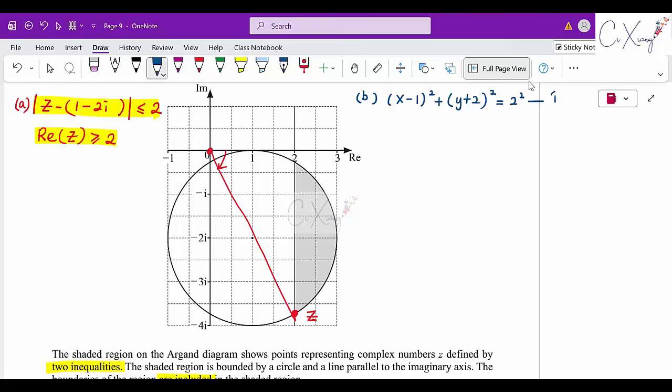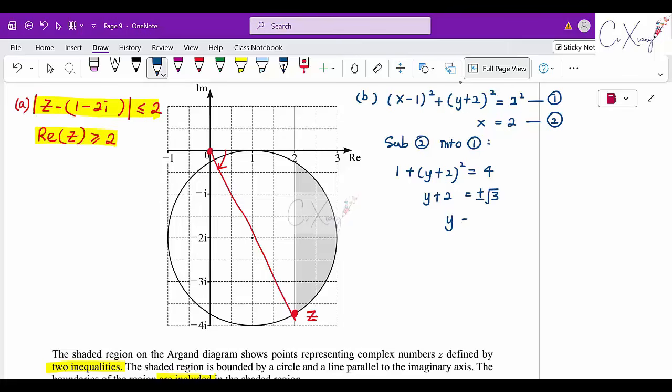So I put it as the first equation. After that, the second equation is the vertical line, where I'm having x equals 2. Then the point z is the intersection point for these two equations, right? So I substitute 2 into 1 and try to solve for y. So 2 minus 1, you get 1. 1 squared plus (y plus 2) squared equals 4, then y plus 2 equals plus minus square root 3, then y equals negative 2 plus minus square root 3.